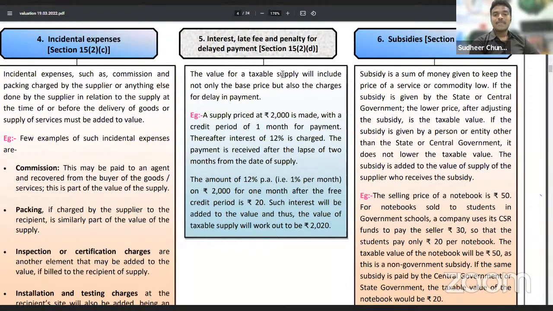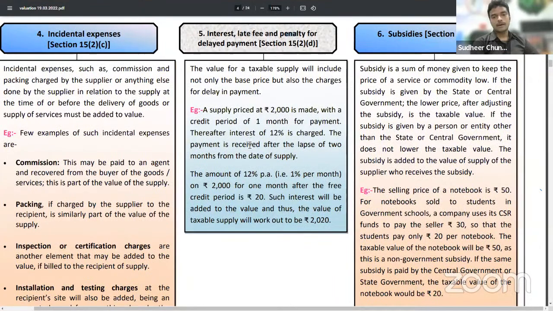Here, the value of a taxable supply will include not only the base price but also charges for delayed payment. You can say interest, late fee, penalty, whatever name you call it. This is for belated payment of consideration, for which we charge interest. Yesterday in the time of supply topic, we discussed that whenever we receive, that will be called the time of supply.